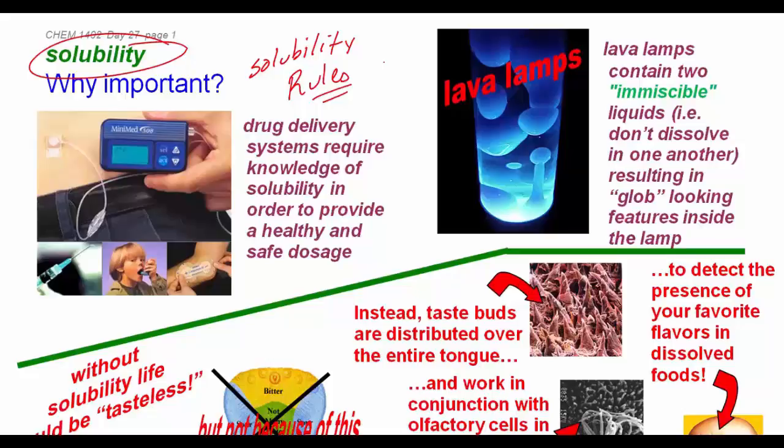Not everything is completely soluble. It only dissolves a small amount. You could be a drug manufacturer, asking just how much of your compound is soluble in the blood. On the opposite end of the spectrum, you have things that won't mix at all. They're not soluble at all in each other. And that's how a lava lamp works.